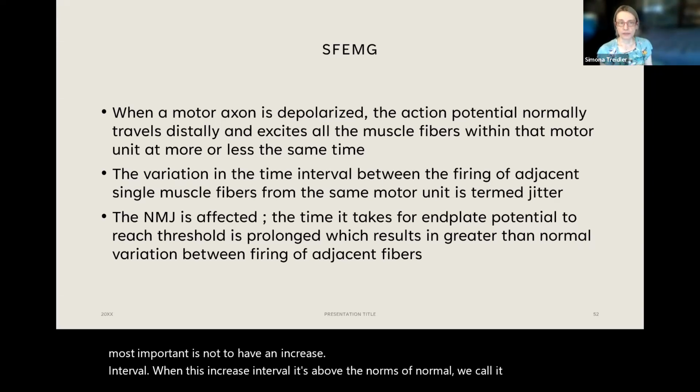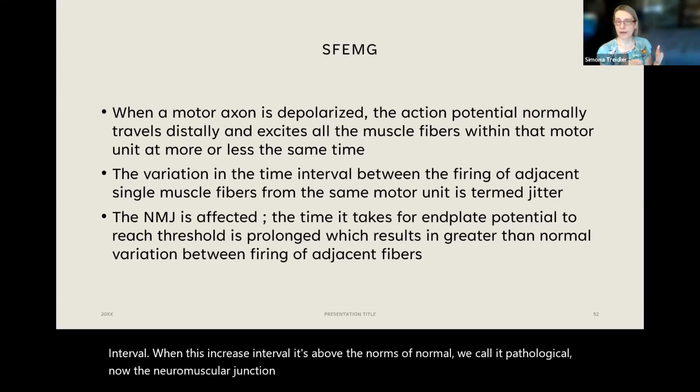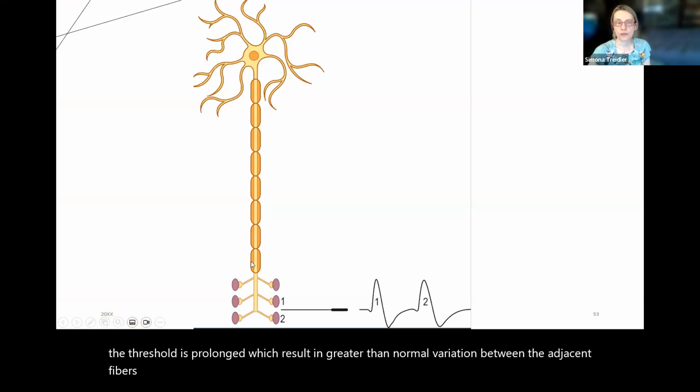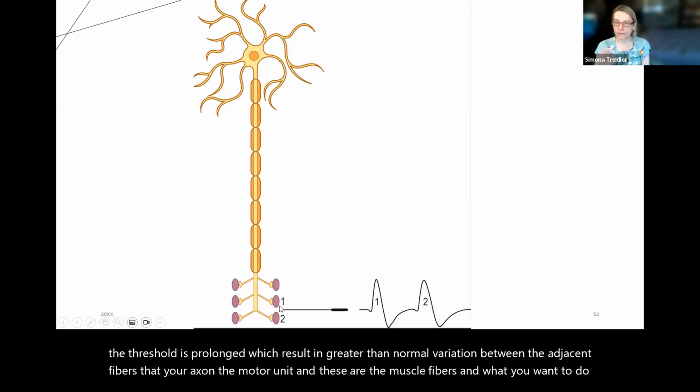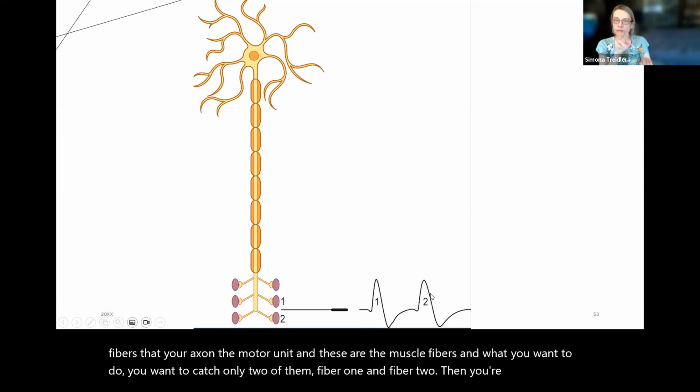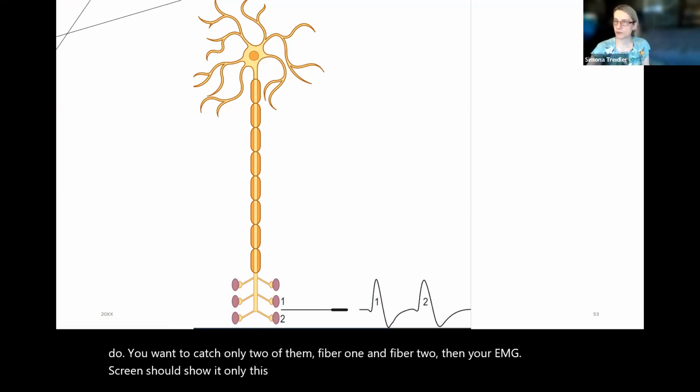Now, the neuromuscular junction is affected. The time it takes for end plate potential to reach the threshold is prolonged, which results in greater than normal variation between the adjacent fibers. That's your axon, the motor unit, and these are the muscle fibers. And what you want to do, you want to catch only two of them, fiber 1 and fiber 2. Then your EMG screen should show only these two fibers beating together.